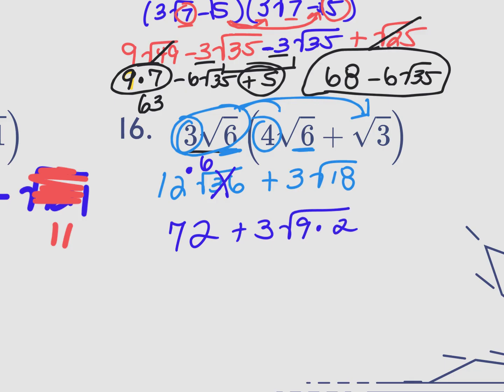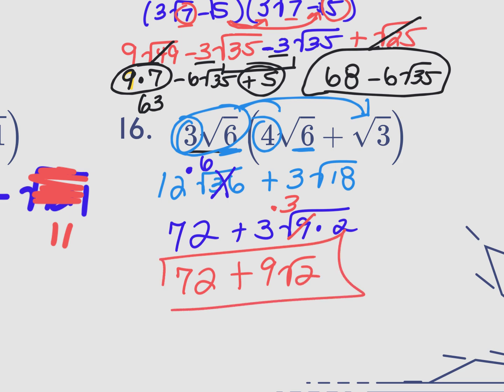Why did Nate pick 9 and 2? Because 9 is a perfect square. So when I take out that perfect square, I have 72 plus what? 9 square root of 2. Very good. Can I add those two together? No. Some of you are looking at the screen like this.